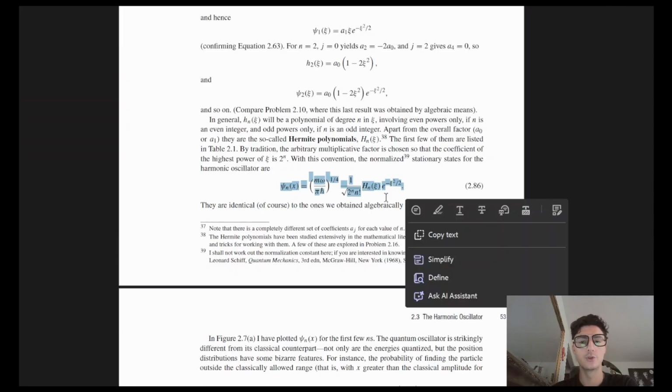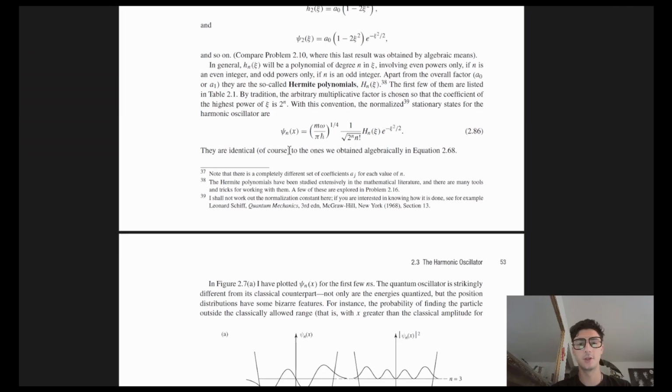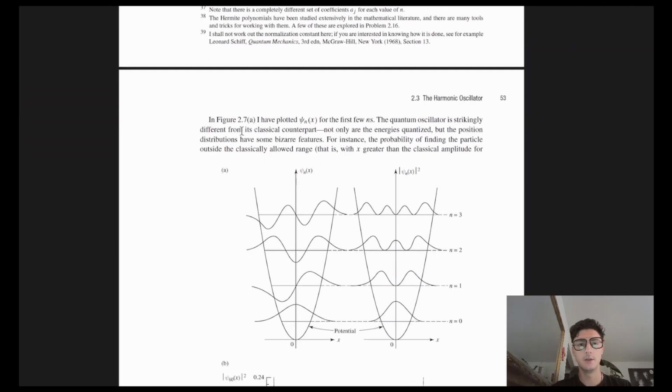So here are the solutions to the Schrodinger equation with the harmonic oscillator potential using the analytic method, or a power series expansion. Pretty interesting, but pretty difficult to do. In figure 2.7a, I have plotted psi subscript n of x for the first few n's.